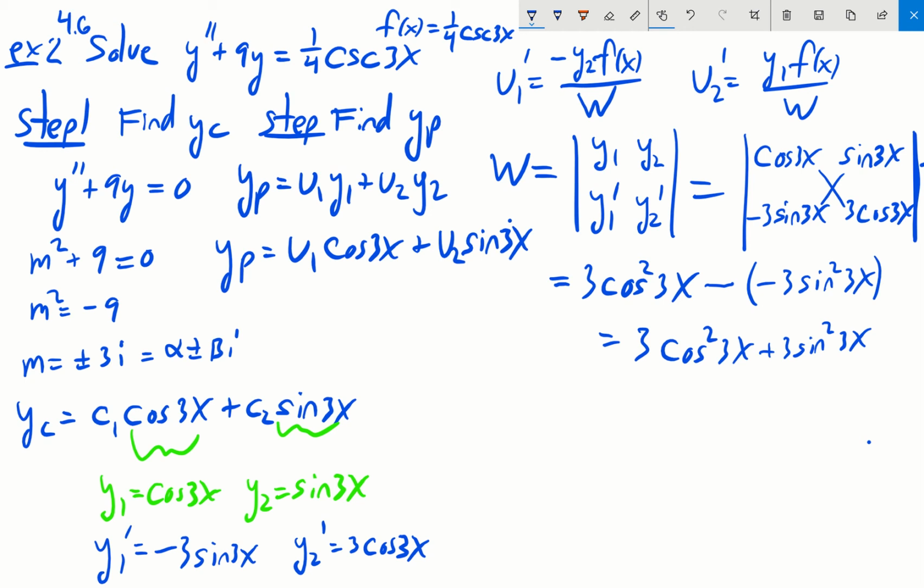We can go ahead and factor out the 3, and we're left with probably one of the most famous trig identities. This is the Pythagorean identity for sine and cosine. Cosine squared plus sine squared of an angle is equal to 1. So it turned out that the value of our Wronskian is simply going to be equal to 3.